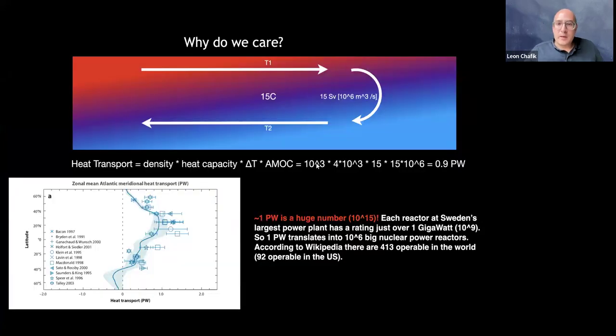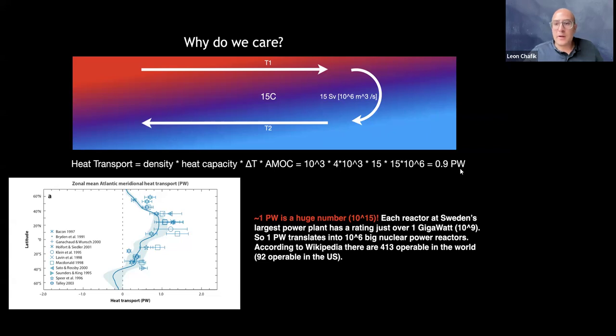Of course, we care about the heat transport. That is the essence here. You can do a simple calculation to get at how much heat is actually moving towards higher latitudes. You can formulate the heat transport as the density of the waters, the heat capacity, and the temperature difference between the surface waters that move northwards and the cold water that moves southwards. Then the AMOC is how much water is actually transported. Usually we use the unit Sverdrup, which is 1 million cubic meters per second. If you do this simple calculation, you end up with 0.9 petawatts.